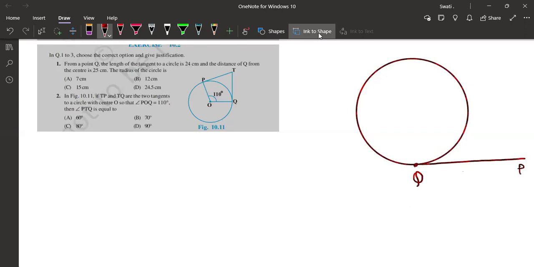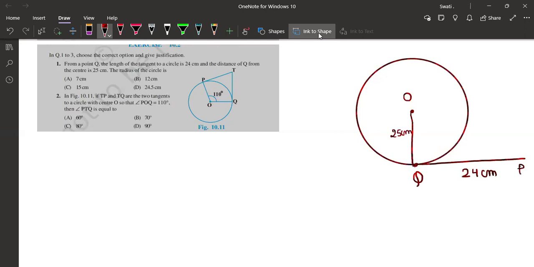Okay, and this is given that the length of the tangent to a circle is 24 centimeter, and the distance of Q from the center. So don't you think that this is the center, which let's name it as O? That distance from Q to the center is given 25 centimeter. So this is not 25 centimeter. Of course, this is 25 centimeter.